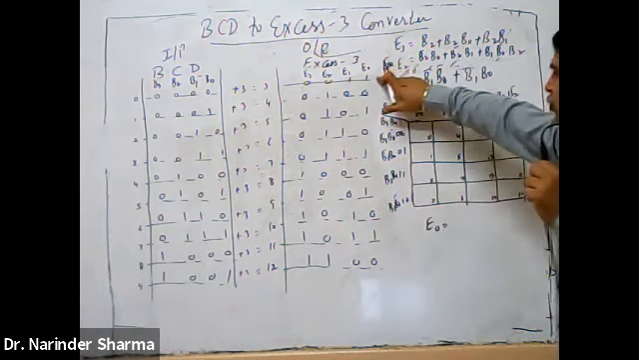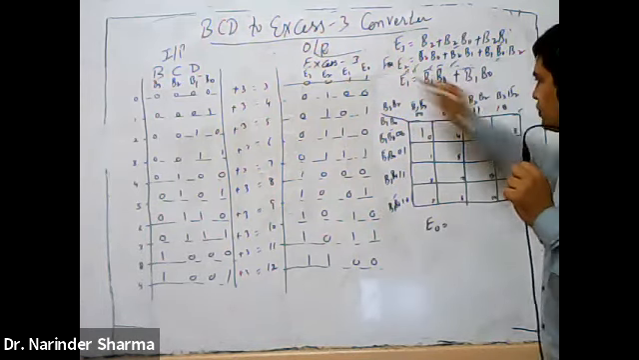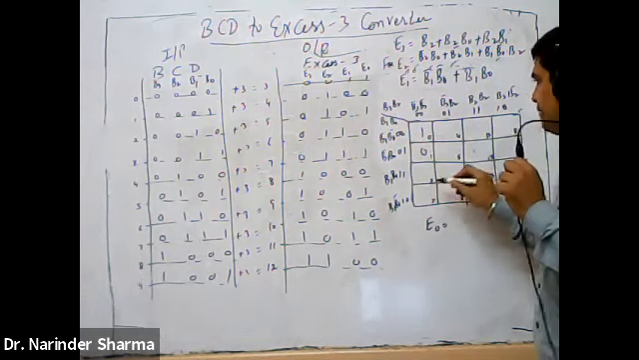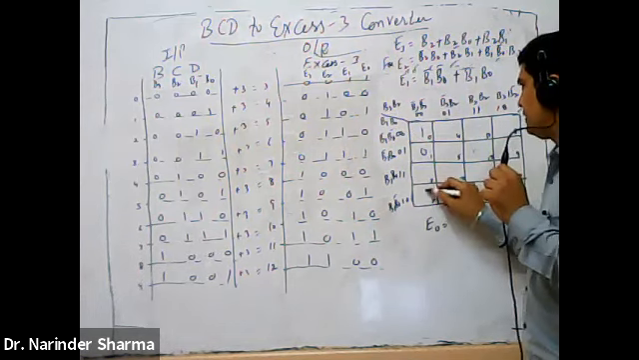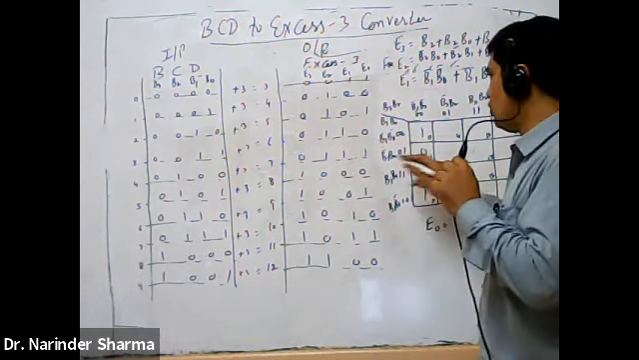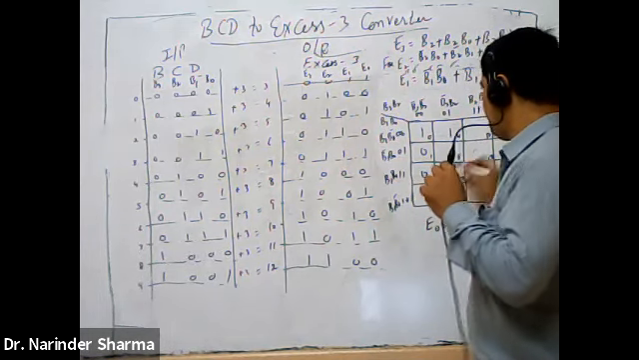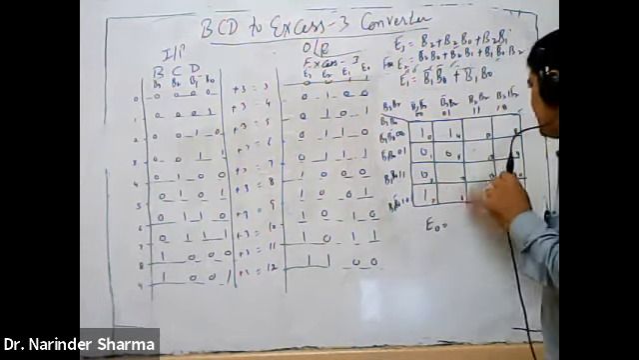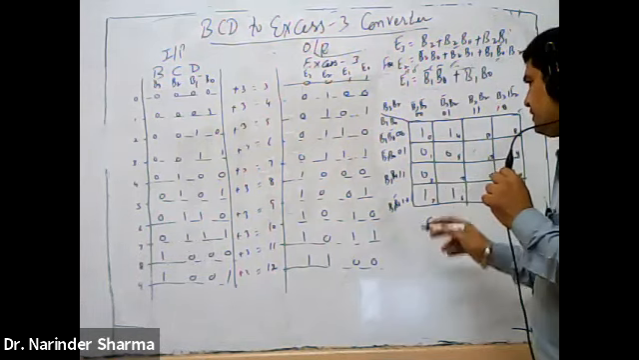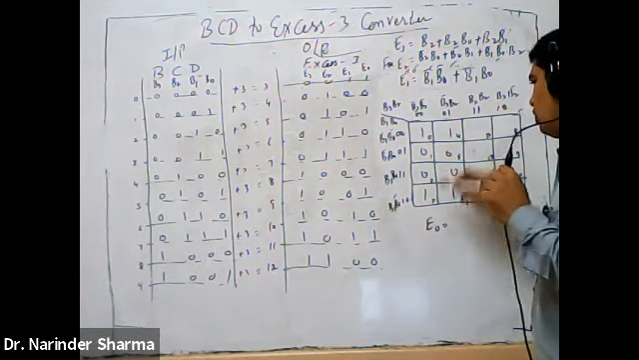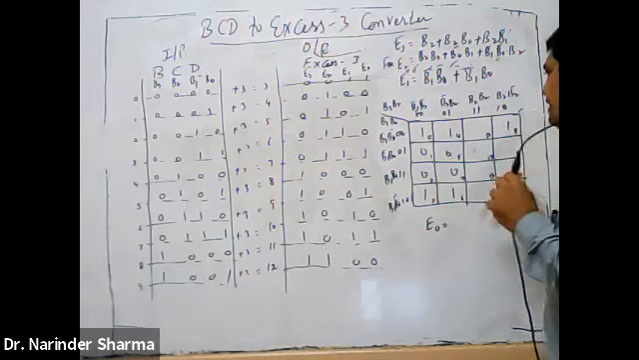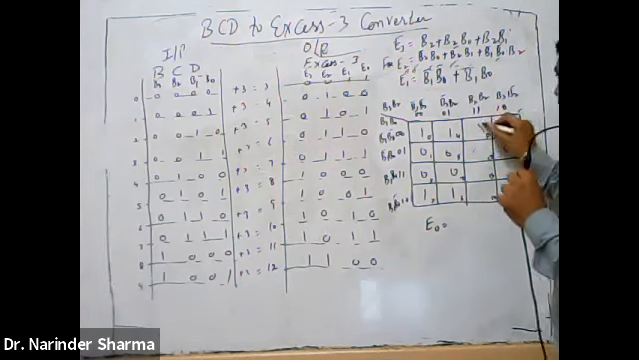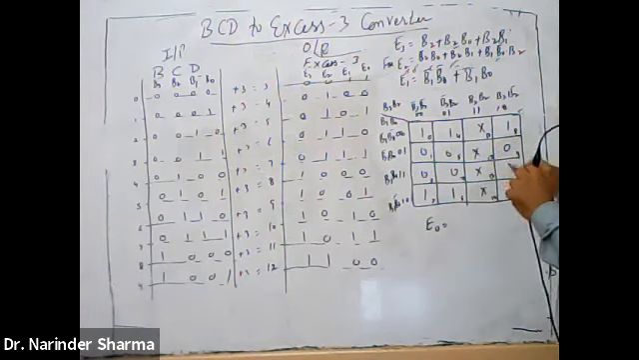Fill up the value. At 0th position, there is a 1. First position, there is a 0. Second position, there is a 1. Third position, there is a 0. Fourth position, there is a 1. Fifth position, there is a 0. Sixth position, there is a 1. Seventh position, there is a 0. Eighth position, there is a 1. Ninth position, there is a 0. Rest you have to write don't care.